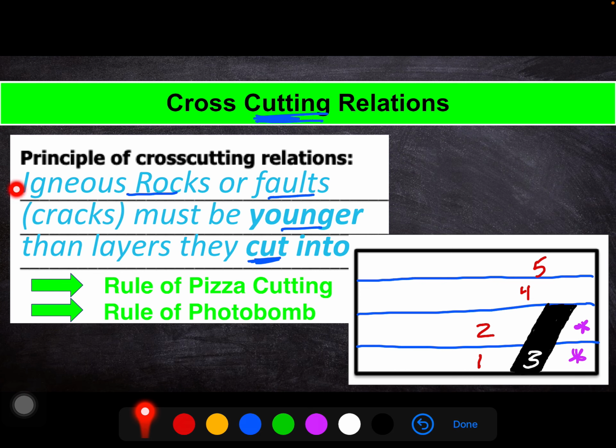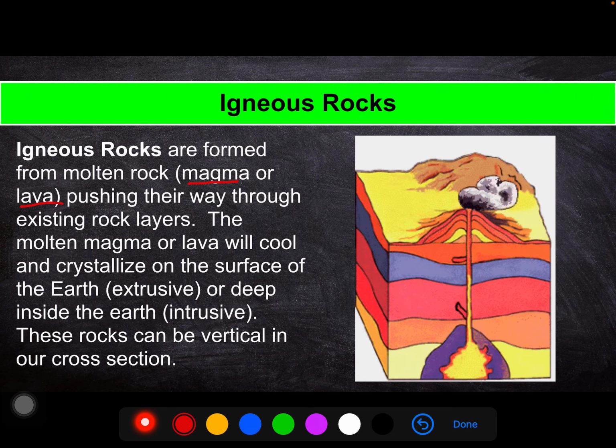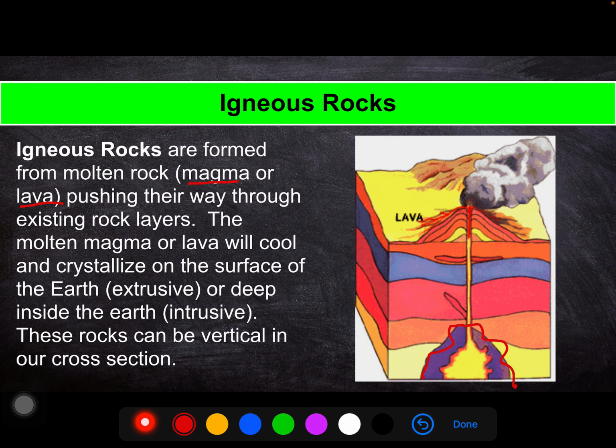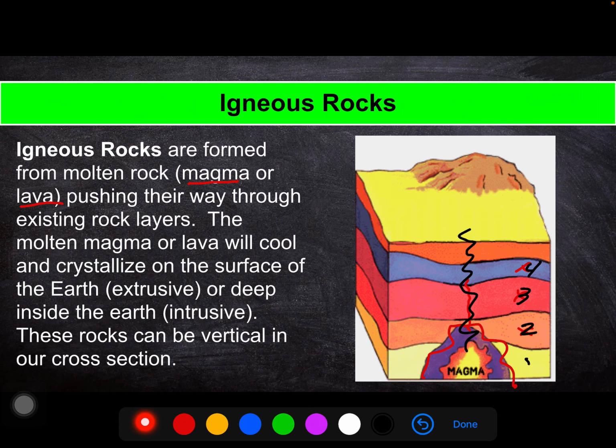So again, this happens a lot with igneous rocks. So just a reminder, those are rocks formed from molten rock, either magma inside the earth or lava on the outside. They start somewhere down here on the interior and push their way through, again, these rocks that already exist. So these surrounding rocks had to be there first before any of this igneous could push its way through.